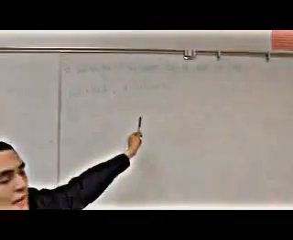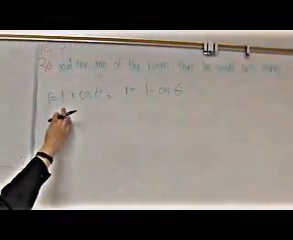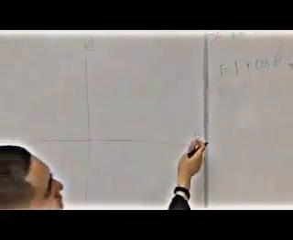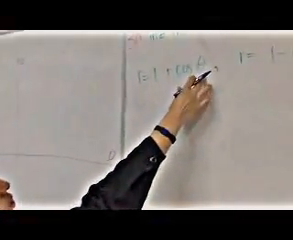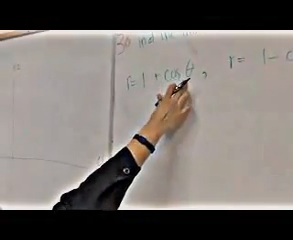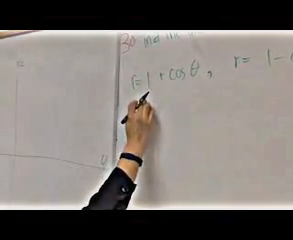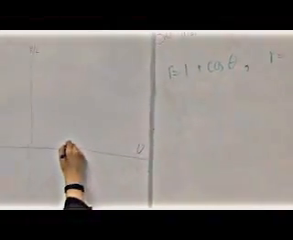We need to see the graph for these two problems. So we'll graph r equals 1 plus cos theta first. It's going to start from 0. You plug this into the equation: theta equals 0, so cos of 0 is 1, and 1 plus 1 is 2. So we'll start the graph from here, at 2.